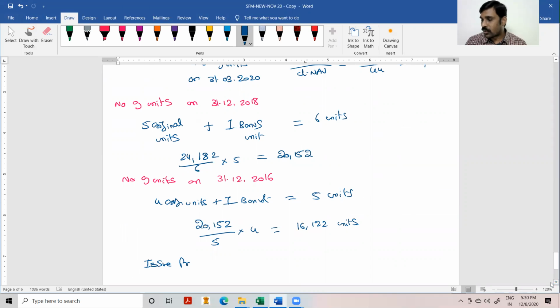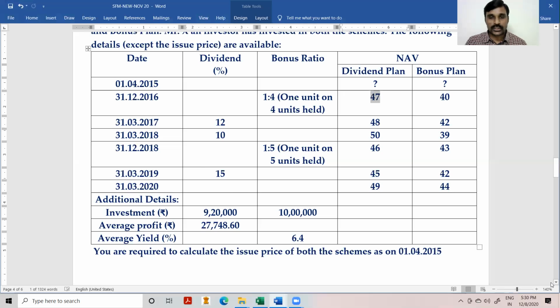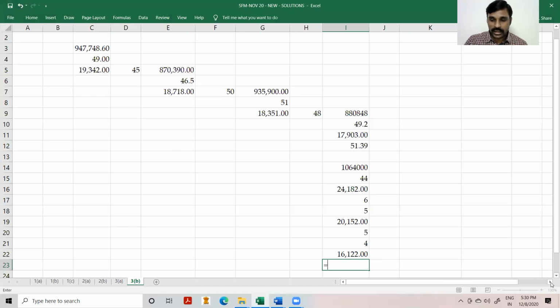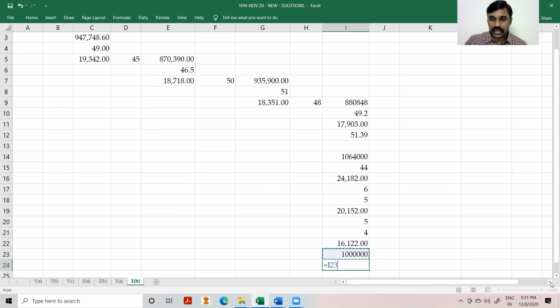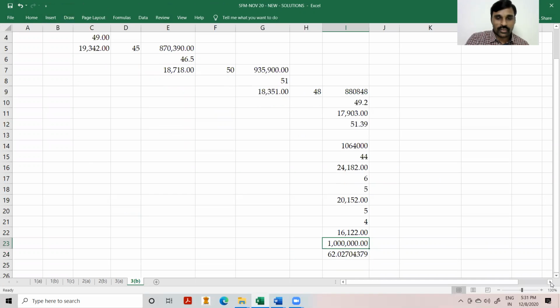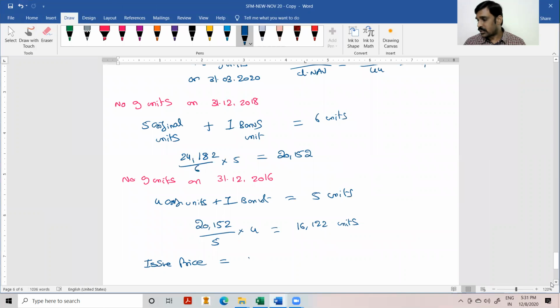So the issue price is equal to the investment divided by the number of units. The investment is 10 lakhs, divided by 16,122 units purchased. So the issue price will be 62.03. As simple as that. This is the bonus issue plan.